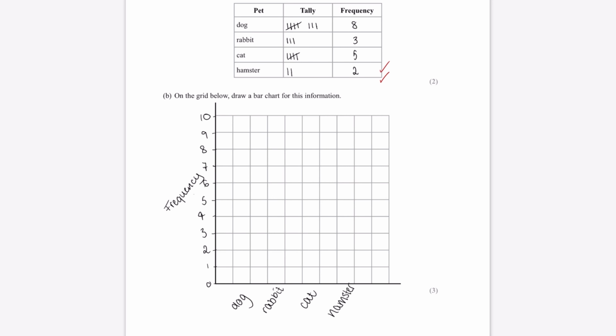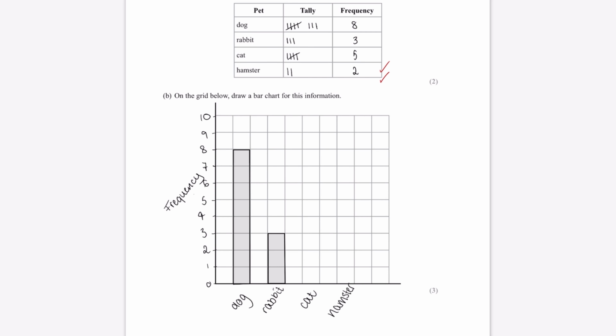So because the frequency for dog is 8, then our bar is going to want to end at 8. So we can draw our bar in so that it looks something like this. Next we can move on to rabbit, which has a frequency of 3. So our bar is going to want to end at 3. And again we can draw in our bar so that it looks something like this.